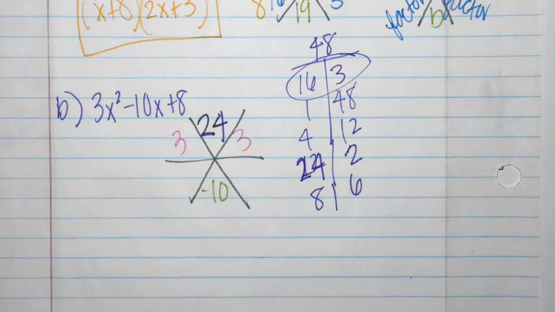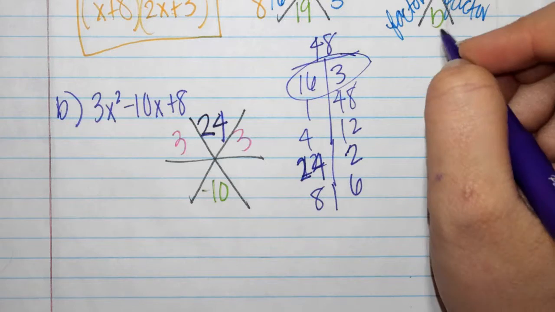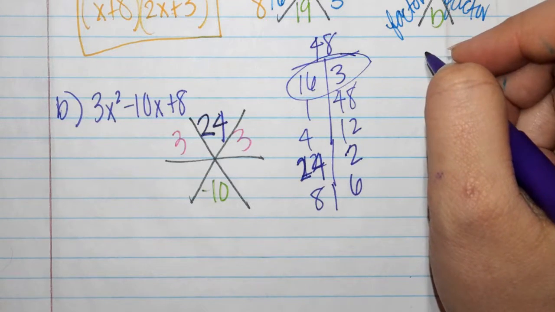Alright, I got 24, negative 10, 3, and 3. Now, I need... Huh? Why are you making that face? You just realized that? I don't know. I just thought 8 months into school.